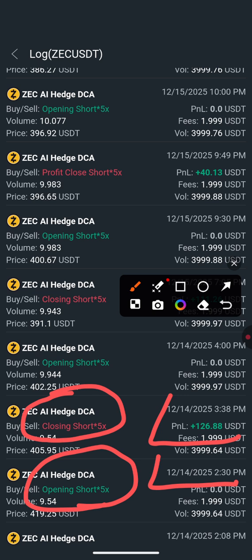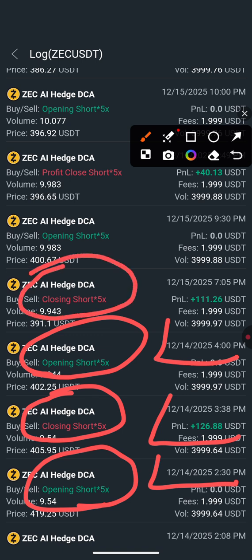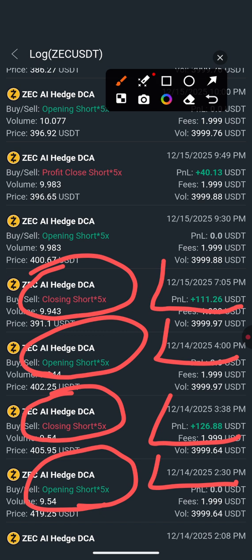And then here it goes in again, opening another short 30 minutes after that, 4 p.m. All right, and the next day, it closed that same short on the 15th with very good profits of $111. You see that? Very unique, guys. No one in the world is doing this. This is the most efficient way to trade.